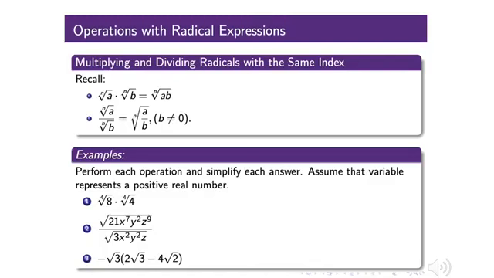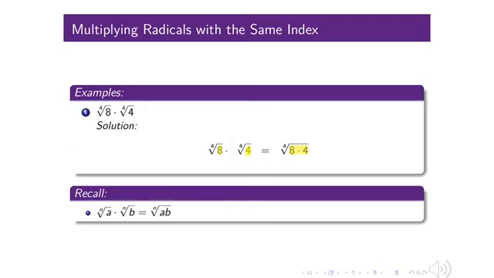Other operations we can perform involving radical expressions are multiplying and dividing radicals with the same index. Below are 3 examples, and to perform each operation, we can simplify radical expressions using the product property and quotient property of the radicals and using the distributive property of real numbers. In our first example, we are going to multiply the two radical expressions.